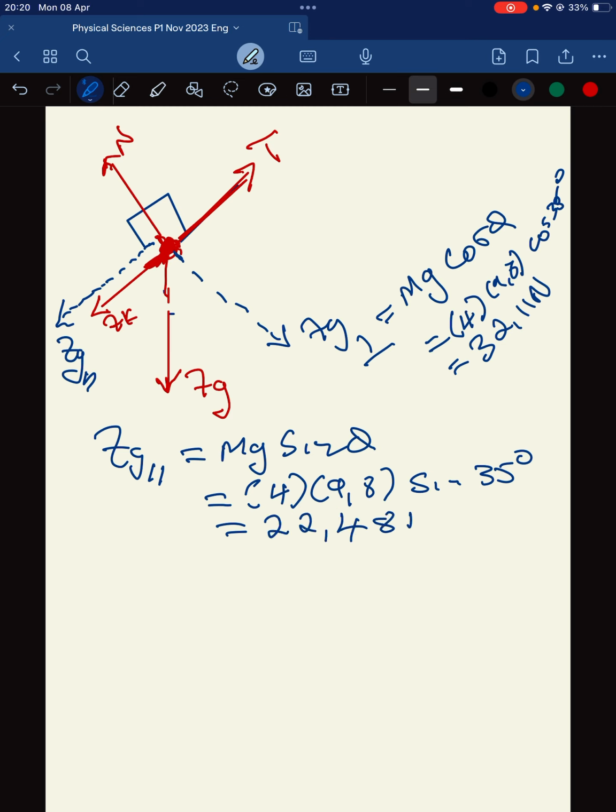22,48 Newton. Okay, so you need to have this. They are going to be very important for you. For this question, really, FG perpendicular is not important because we are already given the kinetic friction. But FG parallel is very, very important.